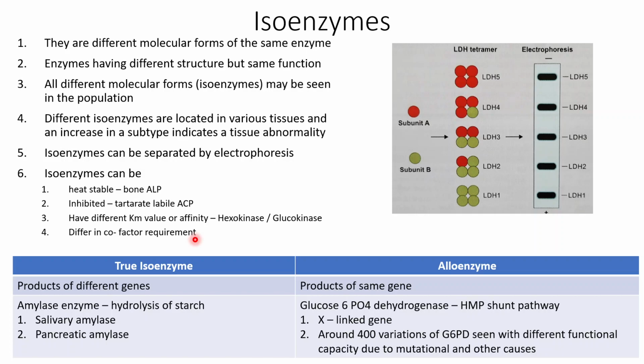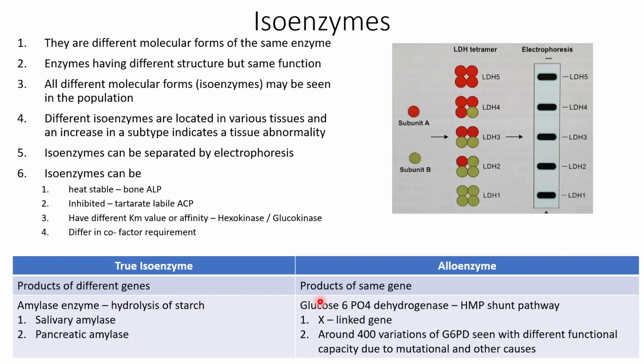Now isoenzymes can be either true isoenzymes or alloenzymes. True isoenzymes are enzymes which are produced from different genes. For example, the amylase enzyme. We have two types: salivary amylase and pancreatic amylase. Both of them have the same function, but these two isoenzymes are produced from different genes. Salivary amylase is produced from one gene, pancreatic amylase from a different gene. So they are called true isoenzymes, and both these amylases have the same function, that is hydrolysis or breakdown of starch.